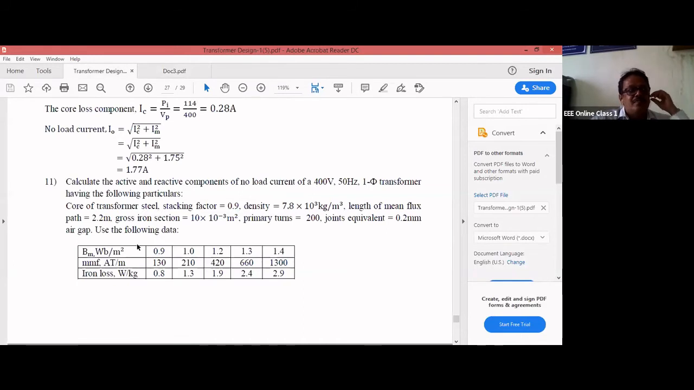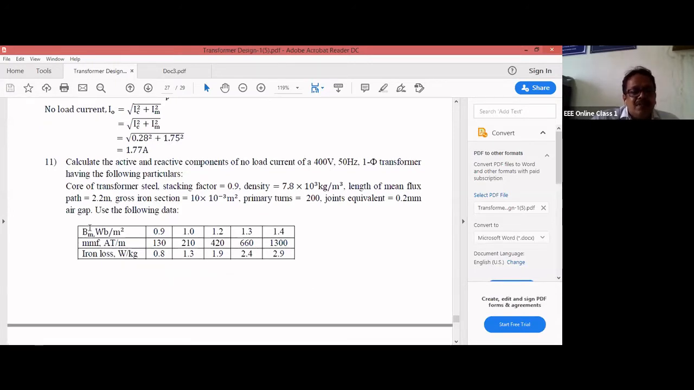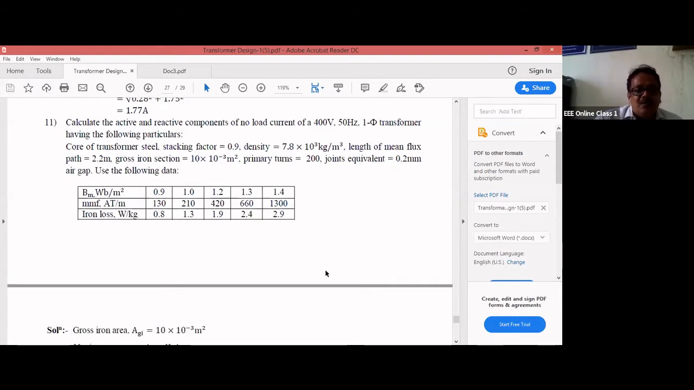Use the following data. This is the following data they have given. See here, maximum flux density Weber per meter square 0.9, 1.1, 1.2, 1.3, 1.4. MMF for 0.9, ampere turns per meter, 130, 210, 420, 660, like that they are given. For a particular value of flux density, they have directly given the MMF ampere turns, and they have given the iron loss. So what you have to calculate?